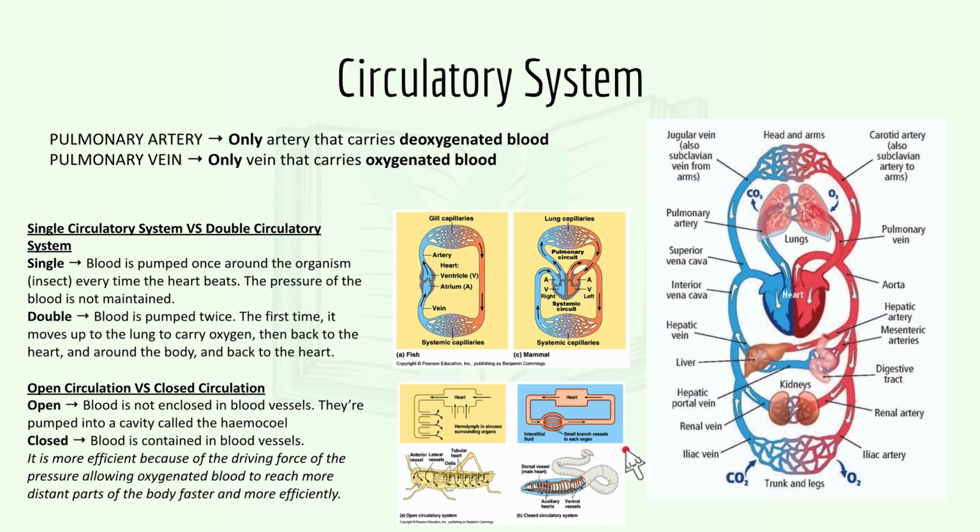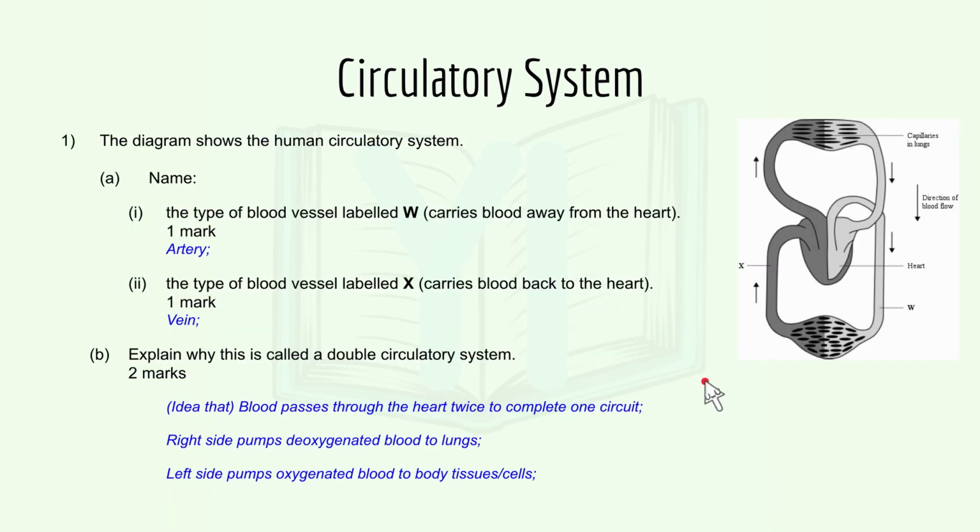So we'll move on in a few seconds. And we'll move on now. We have a few questions. The diagram shows a human circulatory system. What is the type of blood vessel for W over here? It's called the artery, and X is the vein.